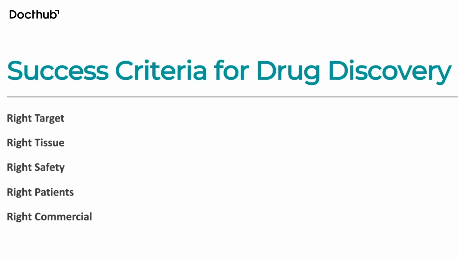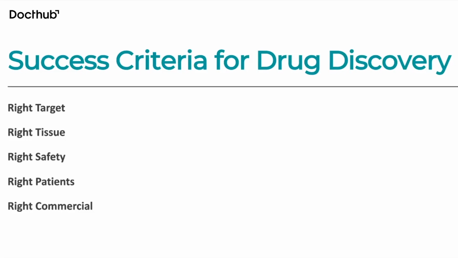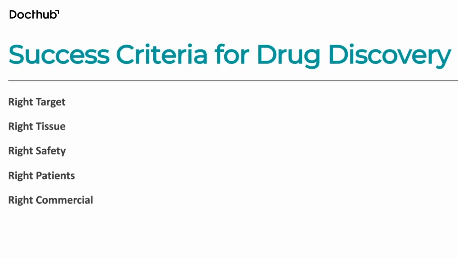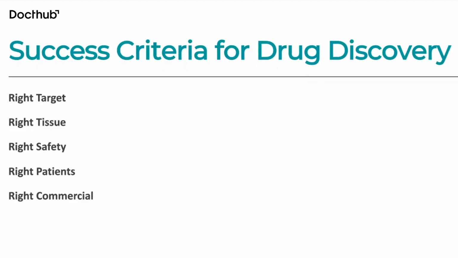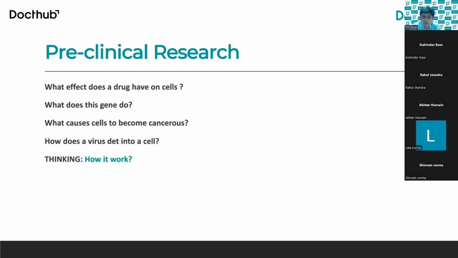Now, what are the success criteria for drug discovery? There are 5 criteria we usually need to look at for any drug discovery: right target, right tissue, right safety, right patients, and right commercial. If you have done all these 4 aspects and missed the commercial aspect, then practically, in a pharmaceutical company, it is very difficult, because if your solution is not affordable, again, it is a big problem for the pharmaceutical company.